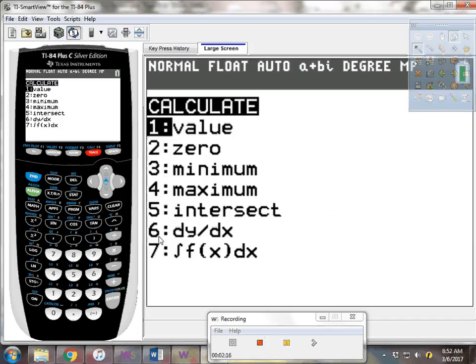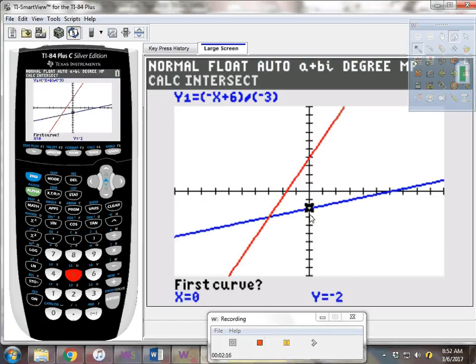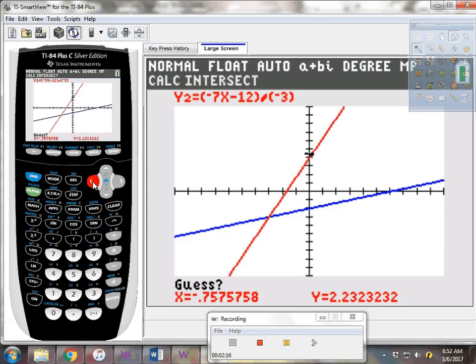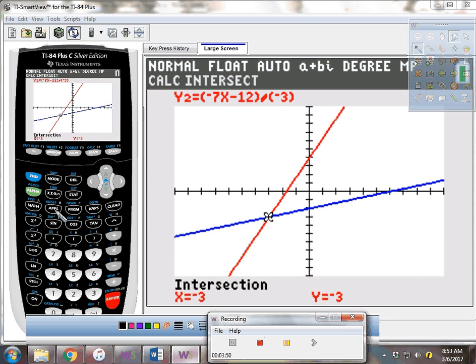So second trace, option 5. This is my first curve, the blue one. Enter. This is my second curve, the red one. Enter. And then arrow over until you get to that spot where they cross. Just get really close. Press enter, and it tells you negative 3, negative 3.